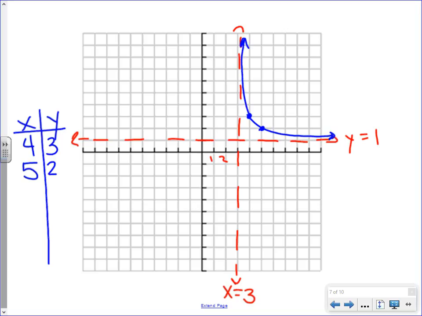Okay. Let's go to the other side. What are a couple nice values for us to pick on the left side? 2. 1. Right? When we plug in 2 to x minus 1 over x minus 3. When we plug in 1 to x minus 1 over x minus 3. What was that? 0?